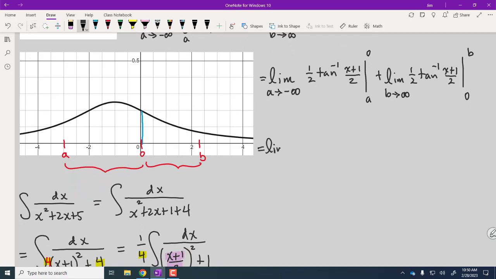So now we're going to plug in our limits of integration, plug in the upper limit. We can pull half out in front if we want, but I'm not going to do it right here because there's not much space. So plugging in 0, we'll have 1/2 arctangent of 1/2. Minus the antiderivative evaluated at a. So when we evaluate at a, all we do is replace the x with an a. And this limit will be as a goes to negative infinity.